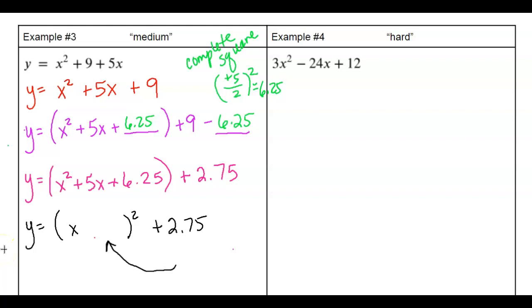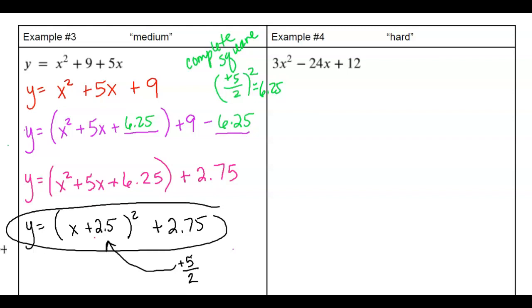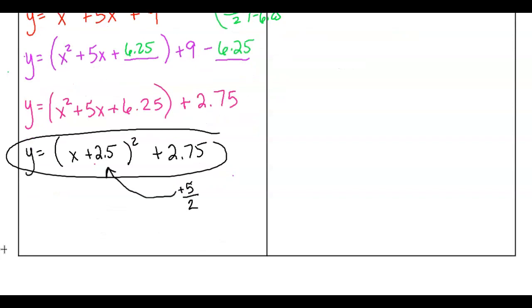So remember, we're going to take that middle number, positive 5, sorry, and divide it by 2. So I get plus 2.5. And we completed the square. So now if I wanted to, I could say, oh, our vertex is at negative 2.5, 2.75. It opens up. Minimum value is 2.75. Lots of questions we could answer.